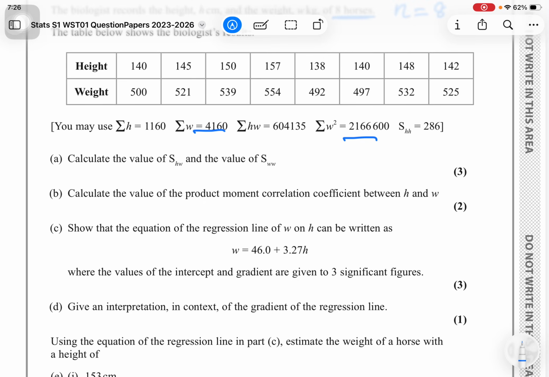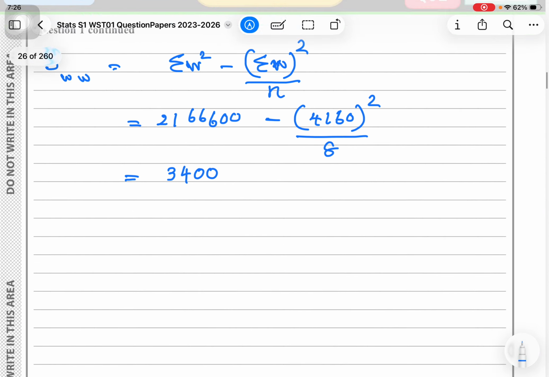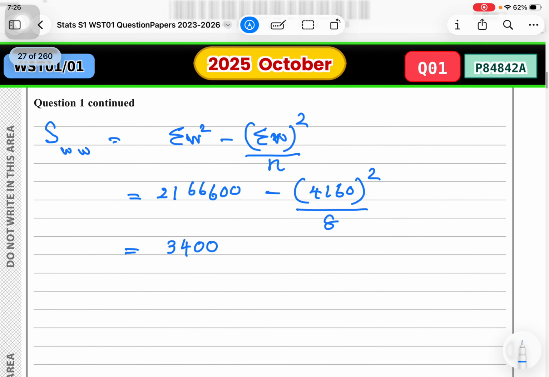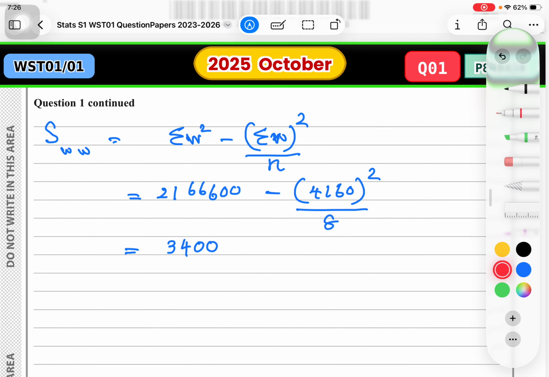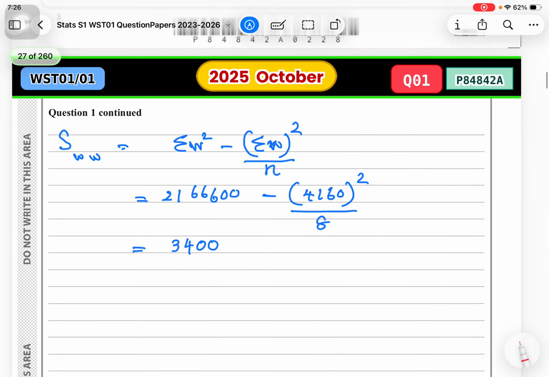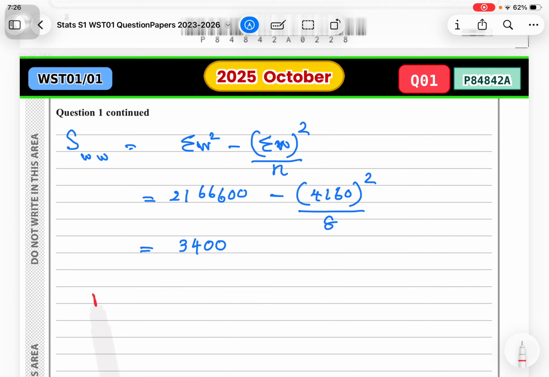Now obviously they will next ask about the R. So we know from theory, when you check about the R, in a general format, according to this explanatory and response variable, R will be SHW divided by root of SHH times SWW. This is how we got it.